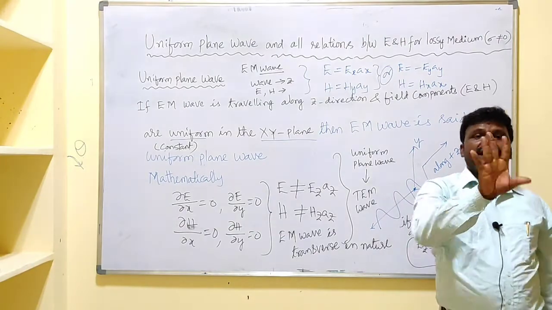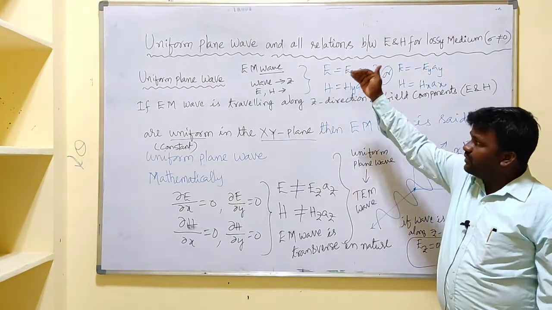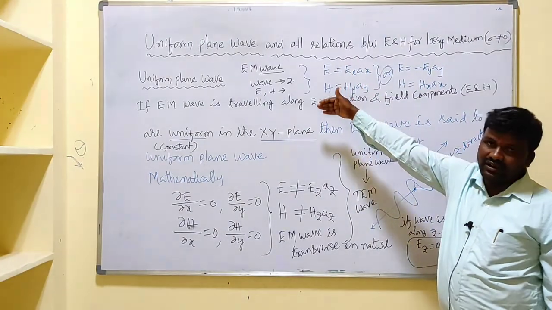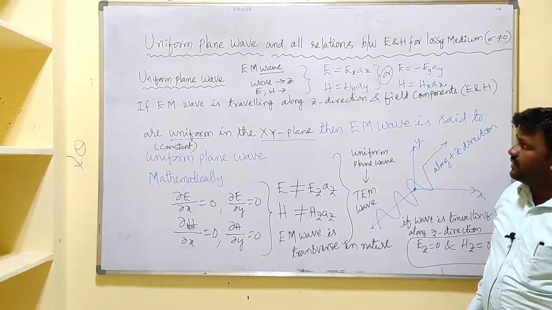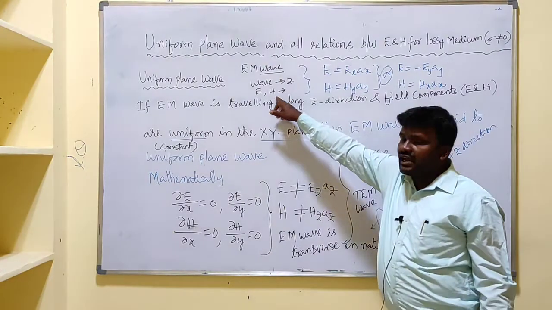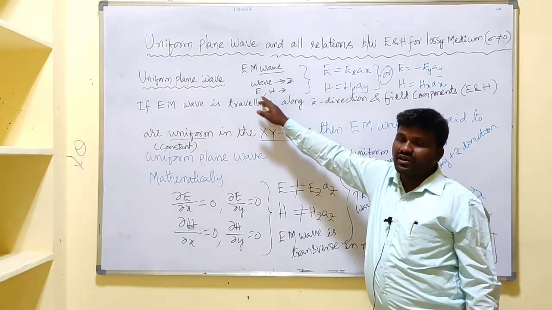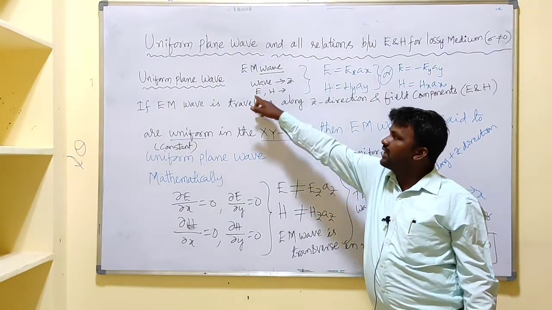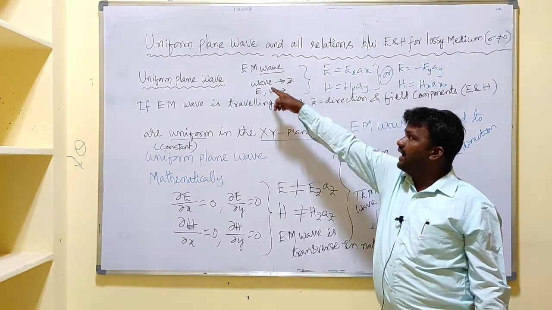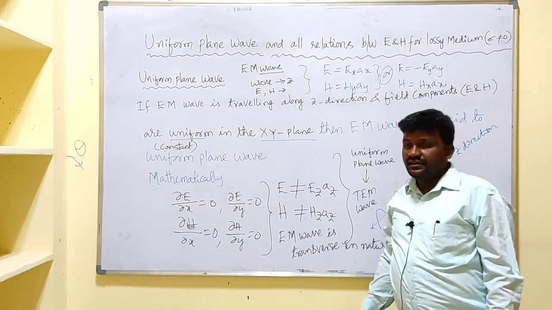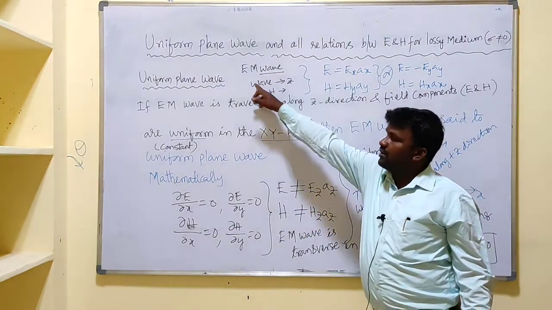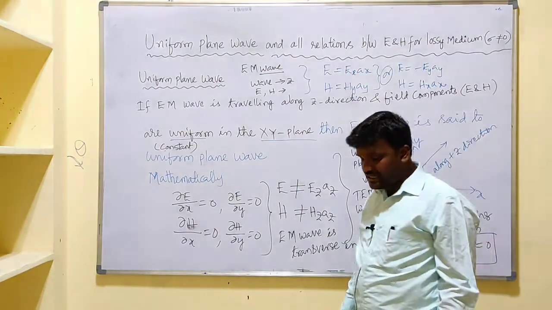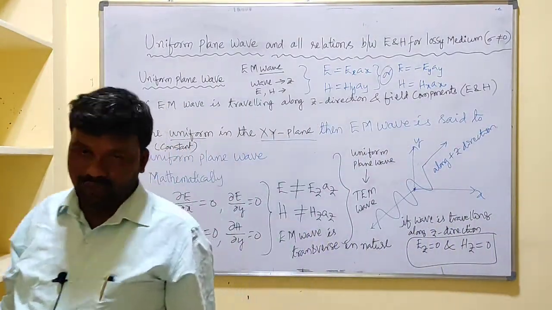Meaning, if E is along the x direction, then there is no wave component and no magnetic field component along the x direction. If H is along the y direction, there is no electric field component along the y direction, and the wave is also not traveling along the y direction, because they are mutually perpendicular to each other in the case of the TEM wave.